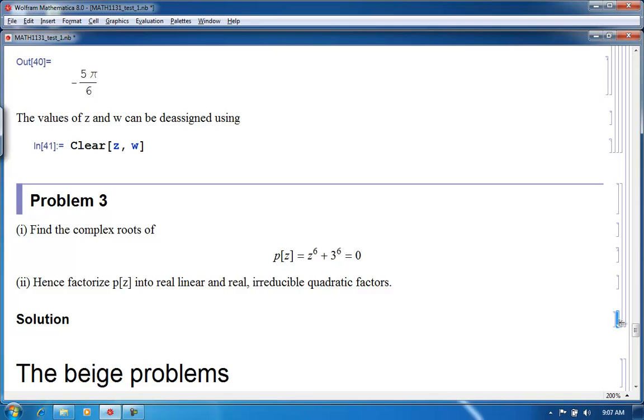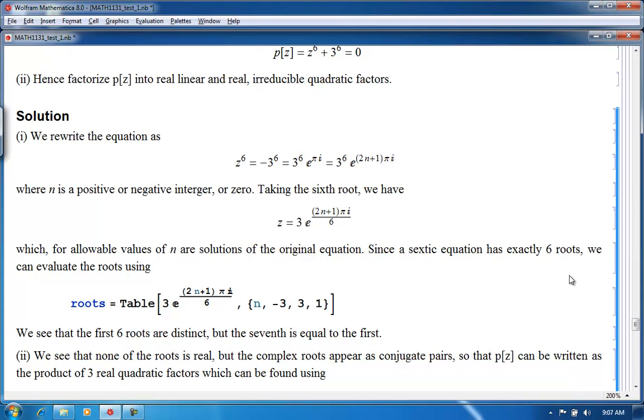So we write this as an equation. z to the 6 is minus 3 to the 6, and minus 3 to the 6 is 3 to the 6 times e to the i pi, and then we can add 2n pi i to those values, and we'll still have the same complex number.